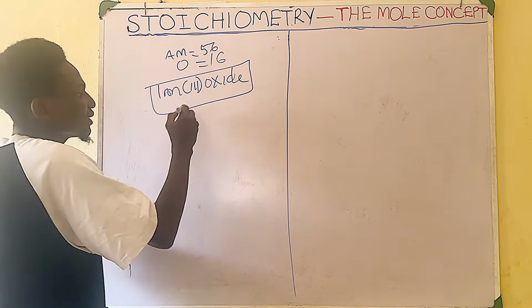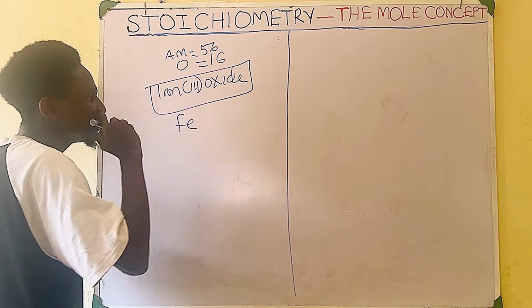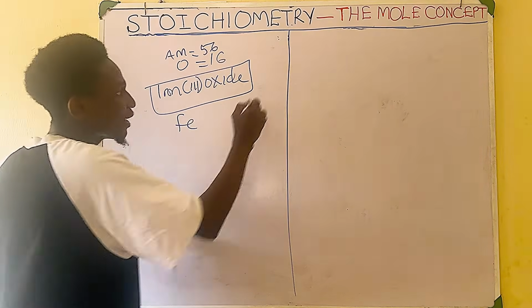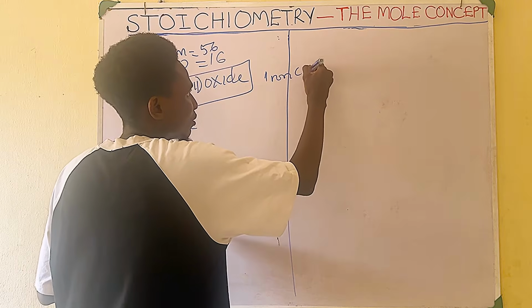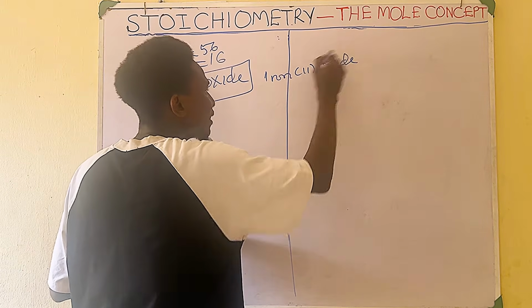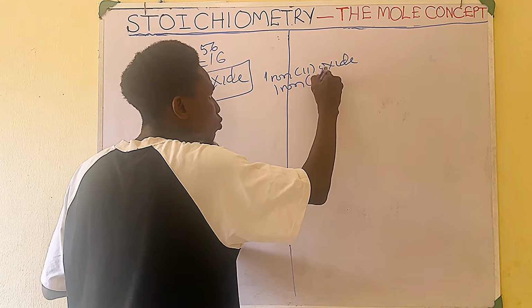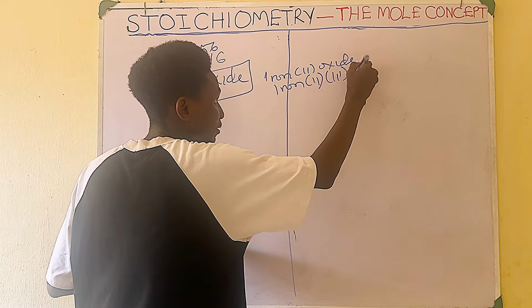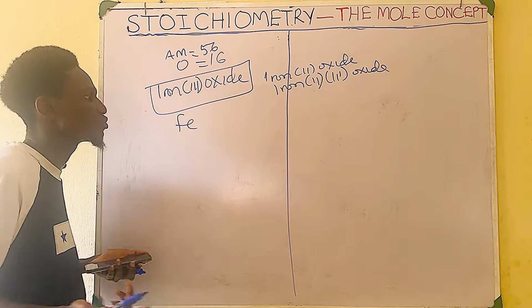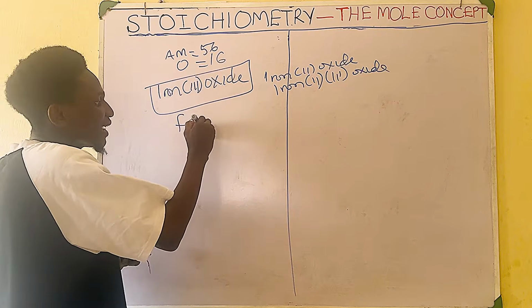So now iron 3 oxide is Fe. What is iron 3 oxide? We have iron 2 oxide. And we also have iron 2, iron 3 oxide. There's a compound like that. Now, if you don't know how to write formulas, you're going to have issues. So you see now, iron 3 oxide is Fe2O3.